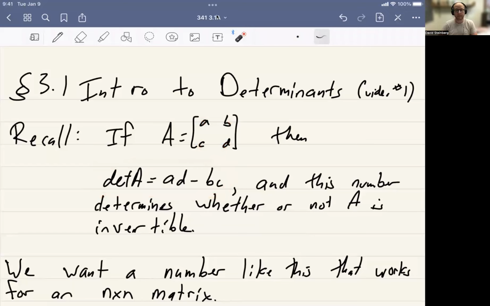And this number has a nice property that it completely determines whether or not A is invertible. If the determinant is 0, A is non-invertible. If the determinant is non-zero, then A is invertible. And somehow the inverse depends on this determinant.